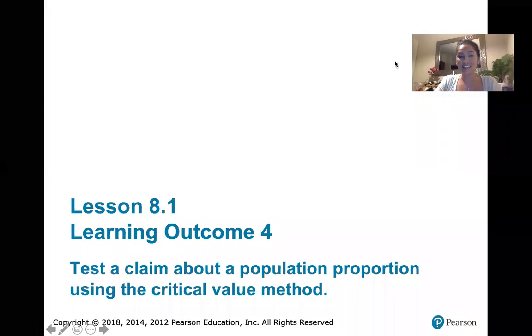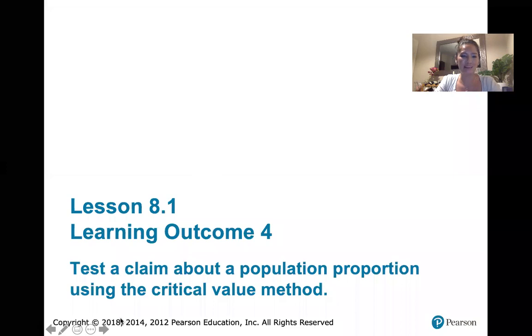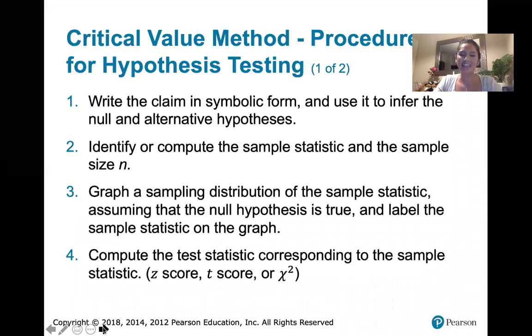In this video, we discuss learning outcome number 4 from lesson 8.1, which is about testing a claim about a population proportion using the critical value method. Now, the process starts exactly the same way whether you're talking about the critical value method or the p-value method.